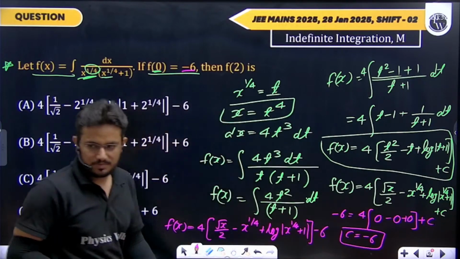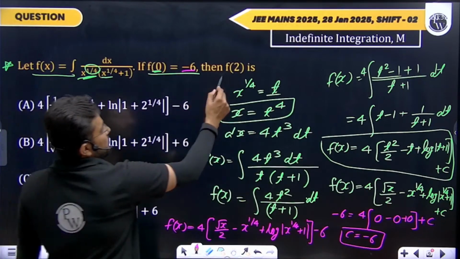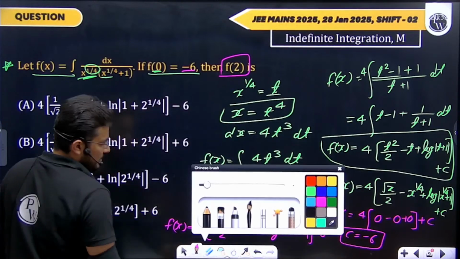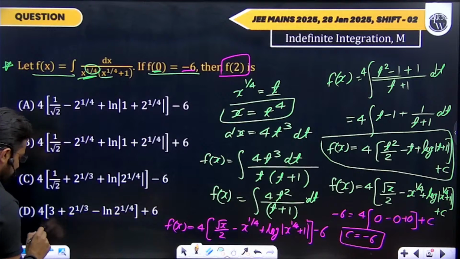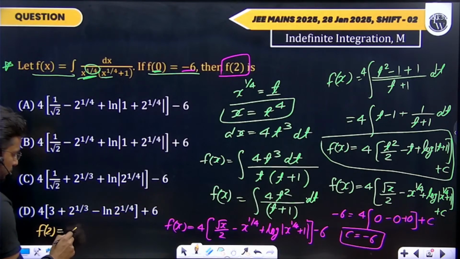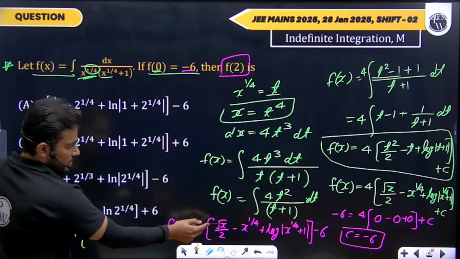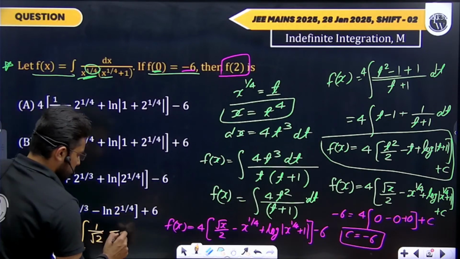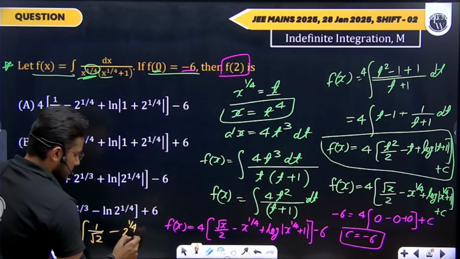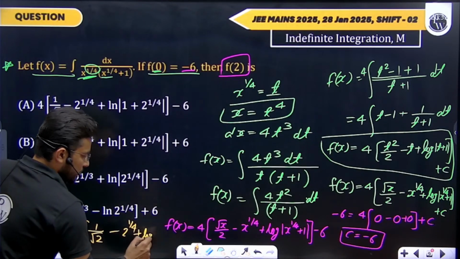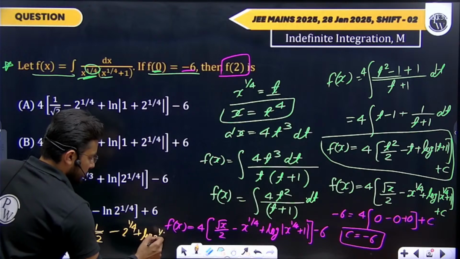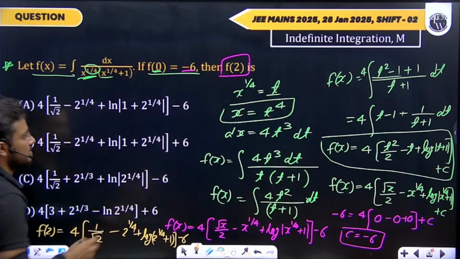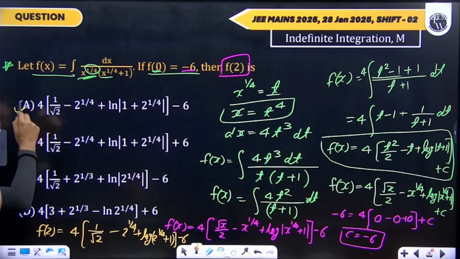Minus 6. So we have to find the value of f of 2. If we put x as 2, then the answer will be f of 2 equals 4 times root 2 by 2, which will become 1 by root 2, minus 2 raised to 1 by 4, plus log of 2 raised to 1 by 4 plus 1, minus 6. So the answer will be option A.